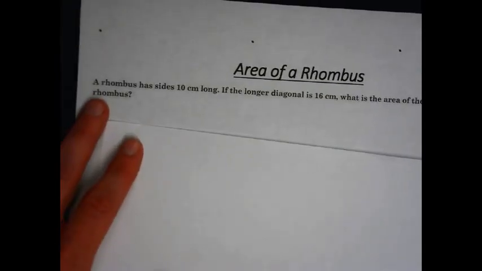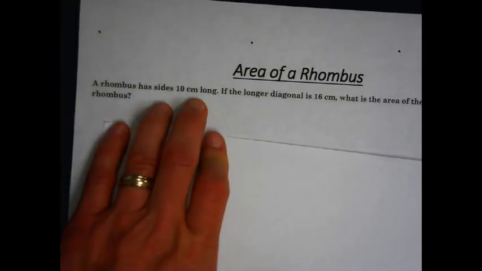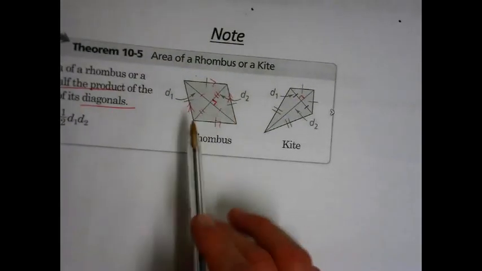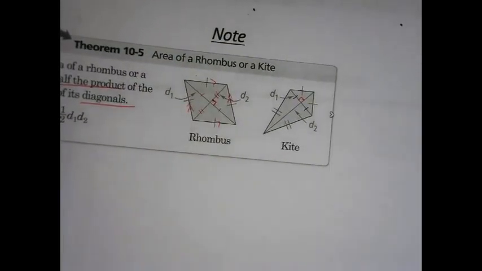Let's do another example, because that was fun, I hope. All right, anyway, let's read. A rhombus has sides 10 centimeters long. Is that enough information? I don't know. Remember what a rhombus is, ladies and gentlemen. Rhombus has 4 congruent sides. So that's all we need to know, right?